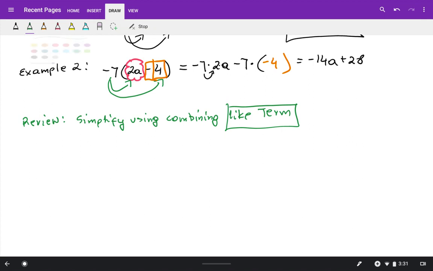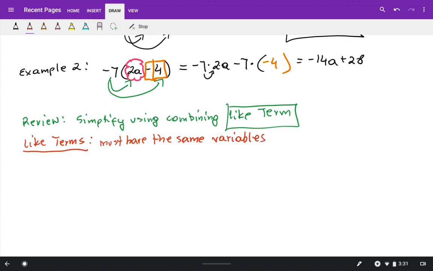So let me just write this down. Like terms must have the same variables, that's our letters in equations or expressions, and the same powers, which means the same exponents on the letters.